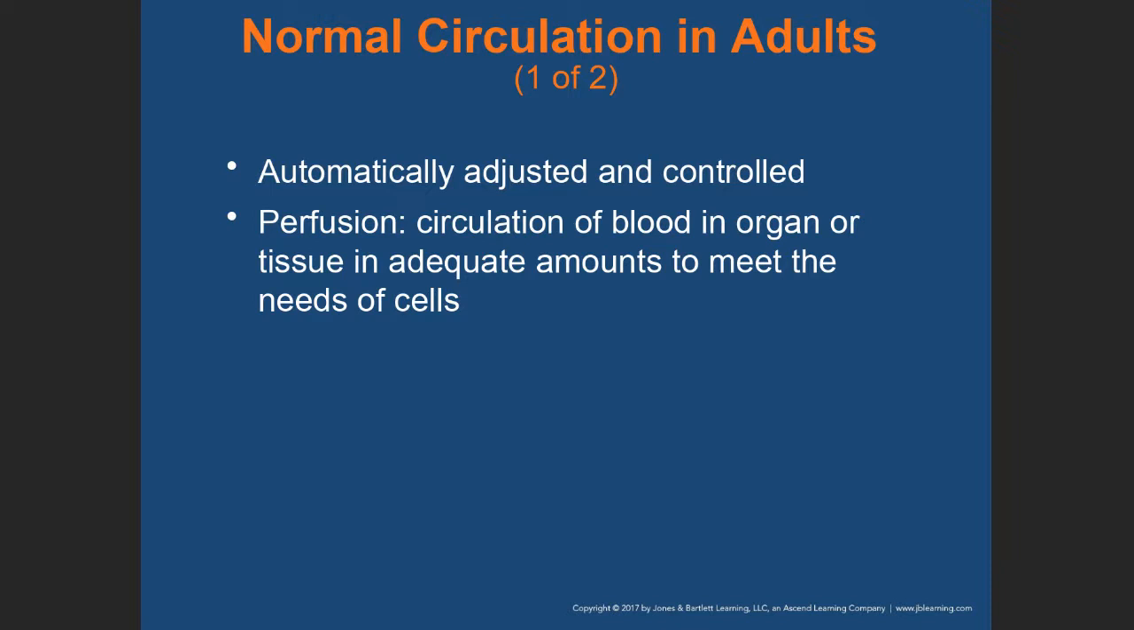It's adjusted. Once that is good enough and the respiratory system is working well, then you will get adequate perfusion inside of the body, which is circulation of blood in organ or tissue in adequate amounts to meet the cell needs.